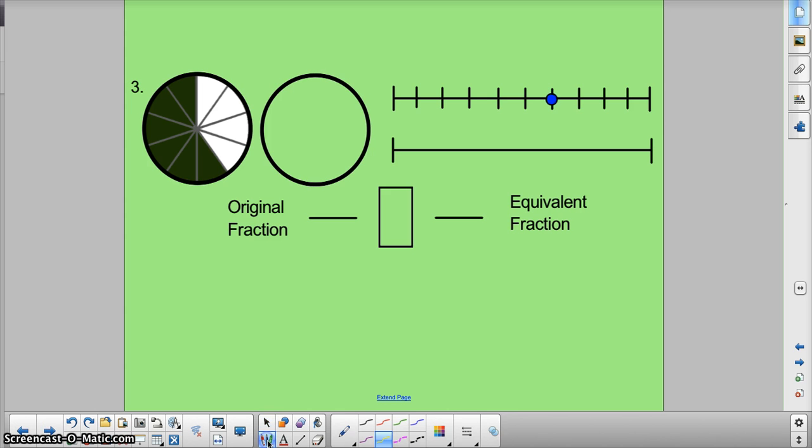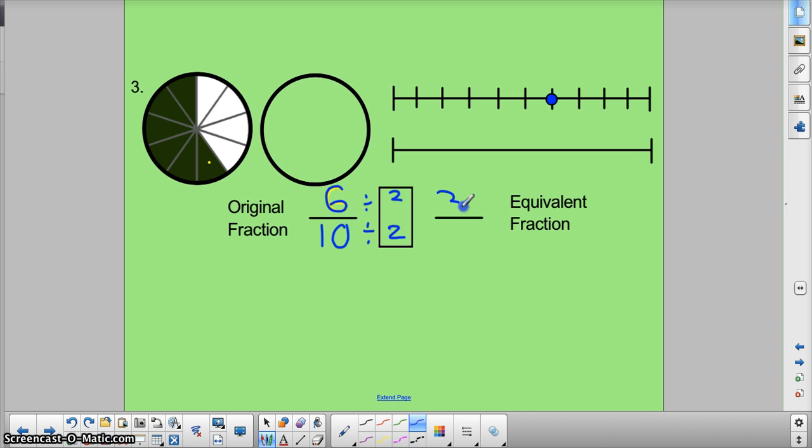Okay, first thing always, see what your original fraction is. 1, 2, 3, 4, 5, 6, 7, 8, 9, 10. 6/10. Okay, think about what we can divide by here. Looks like they're both even, so we can divide by 2. 6 can also be divided by 3, but 10 can't be divided by 3, so we'll stick with 2.